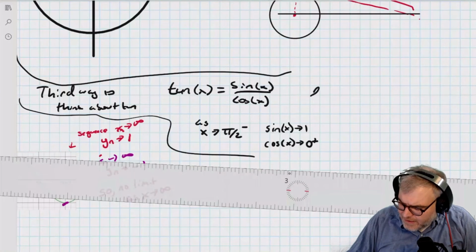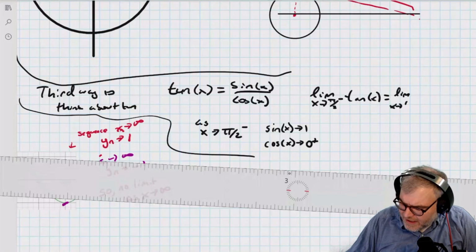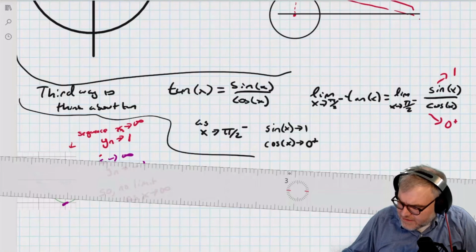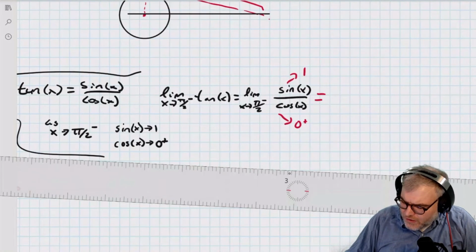So the limit as x goes to pi over 2 from the left of tan of x equals the limit as x goes to pi over 2 from the left of sine of x over cosine of x. The top bit heads to 1. The bottom bit heads to 0 plus. So this equals 1 over 0 plus, which equals positive infinity.